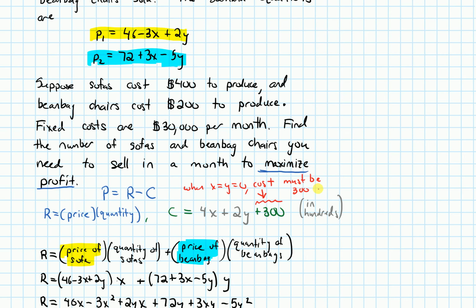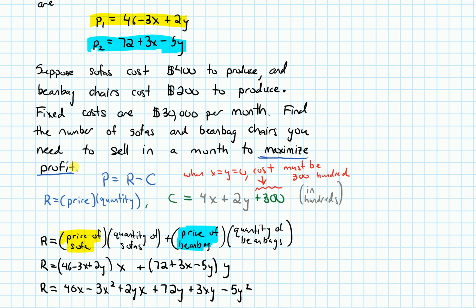300, which is 30,000. But in terms of my units, I would need to write the number 300. So that's good. If I were to plug 0 in for the X and 0 in for the Y, I am getting that C is equal to 300. That's matching up with what the fixed cost should be.